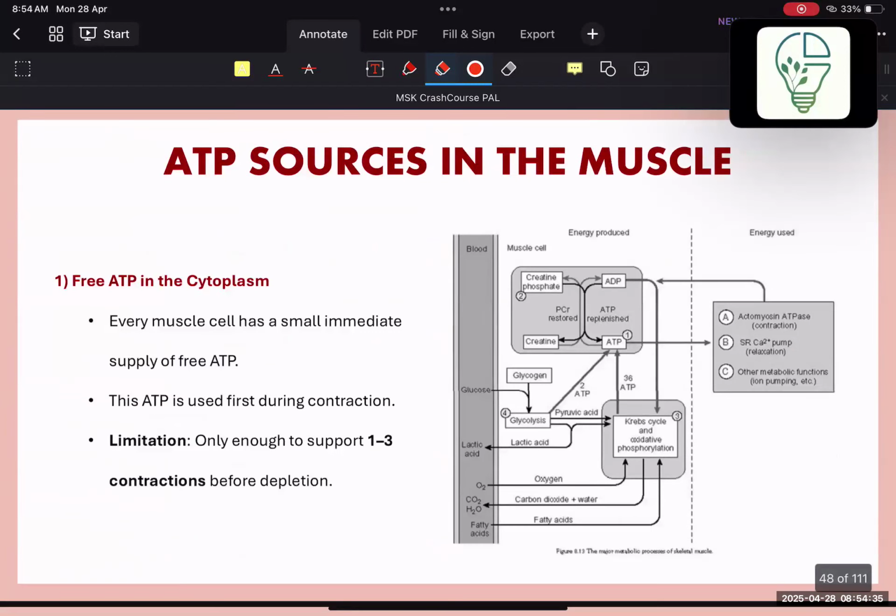Now let's talk about the sources of ATP in muscle, because throughout this entire lecture, I've mentioned multiple times where we need to use ATP.